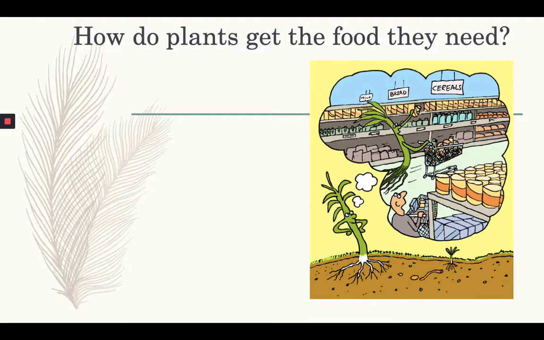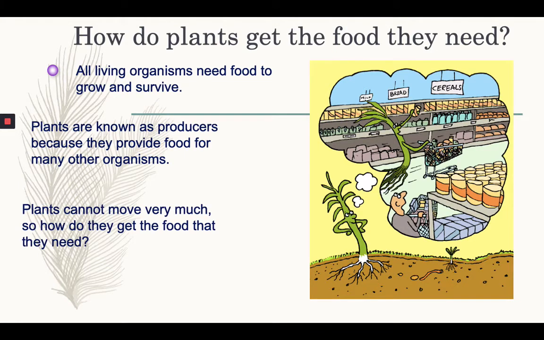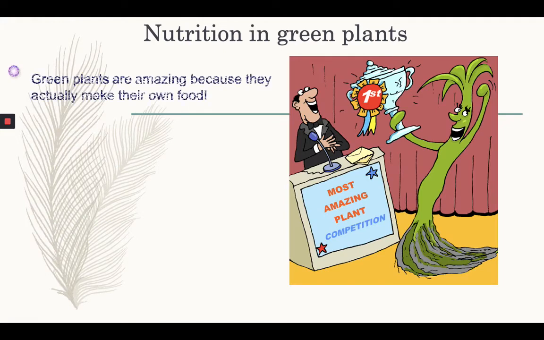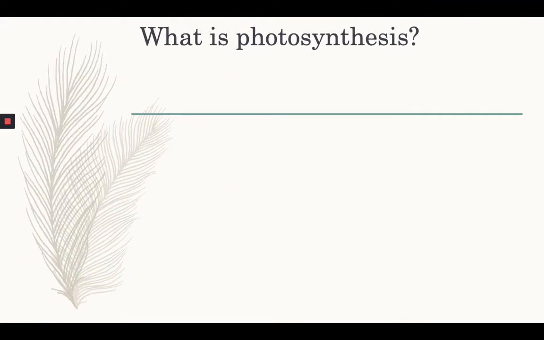How do plants get the food they need? We've always talked about plants making their own food, but how is that possible? We will not see plants eating something or going to the supermarket to do the shopping, but how is it possible that they get their own nutrition? It's just because of photosynthesis.